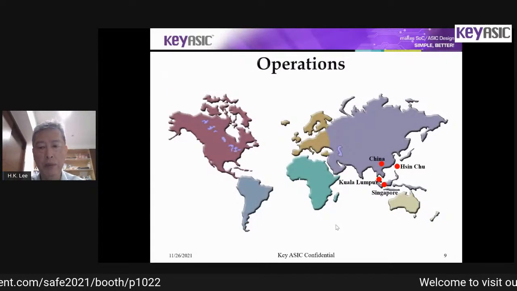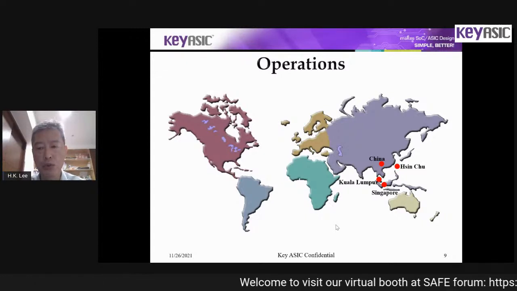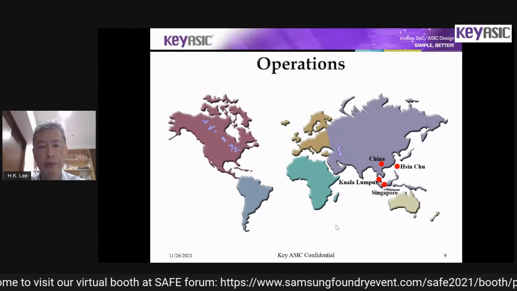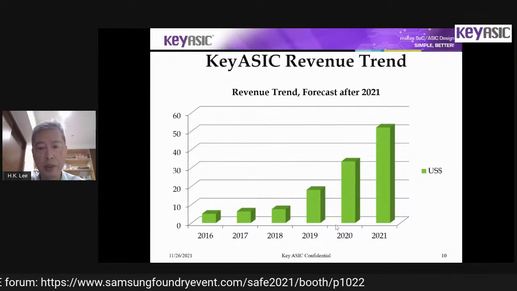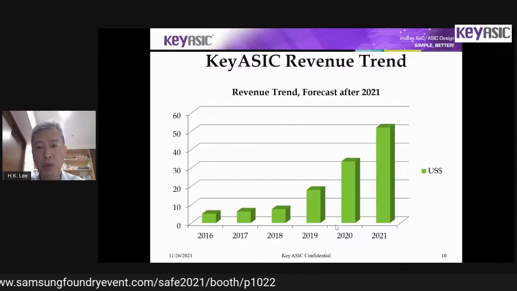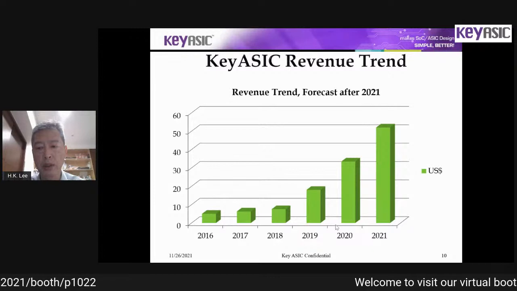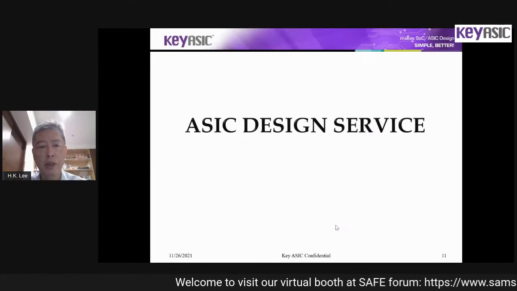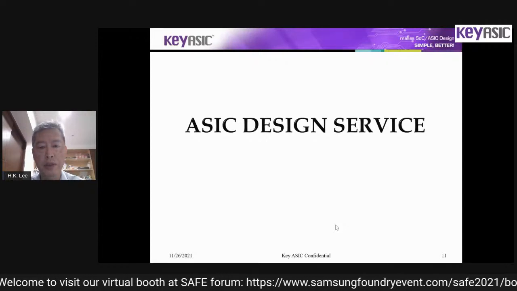Operation, here we have some offices in China, Shanghai, in Hsinchu, Taiwan, Kuala Lumpur, in Malaysia, and in Singapore. Here is our revenue trend. In this year, 2021, we forecast to reach about $50 million. Next session, we will introduce the ASIC design service flow.